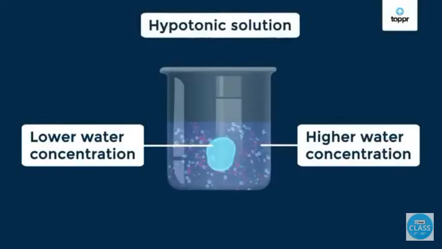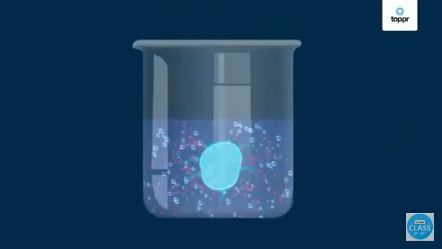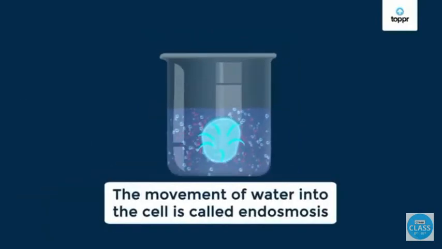In the second possibility, if the water concentration in the surrounding salt solution is more than that inside the cell, the salt solution in this case is said to be a hypotonic solution. Here, water enters into the cell, causing the cell to swell up or become turgid. This movement of water into the cell is called endosmosis. Endo means entry. So, entry of water molecules.